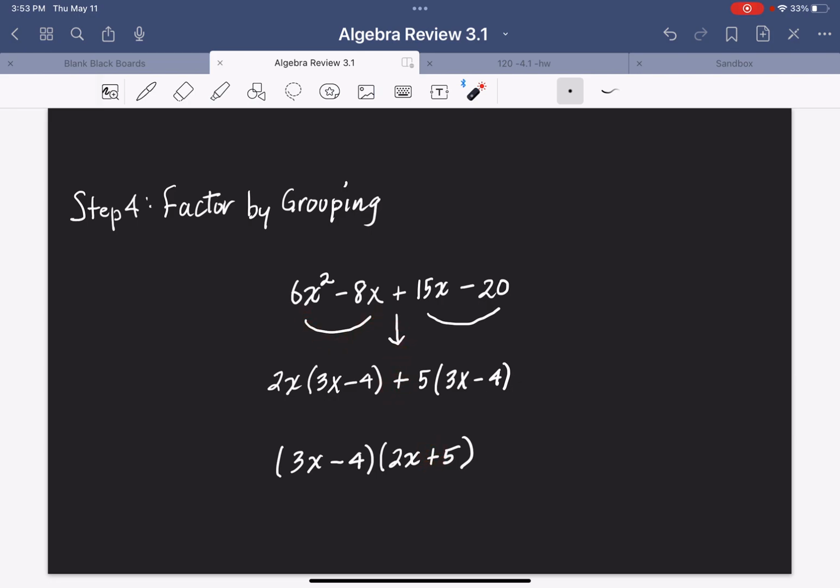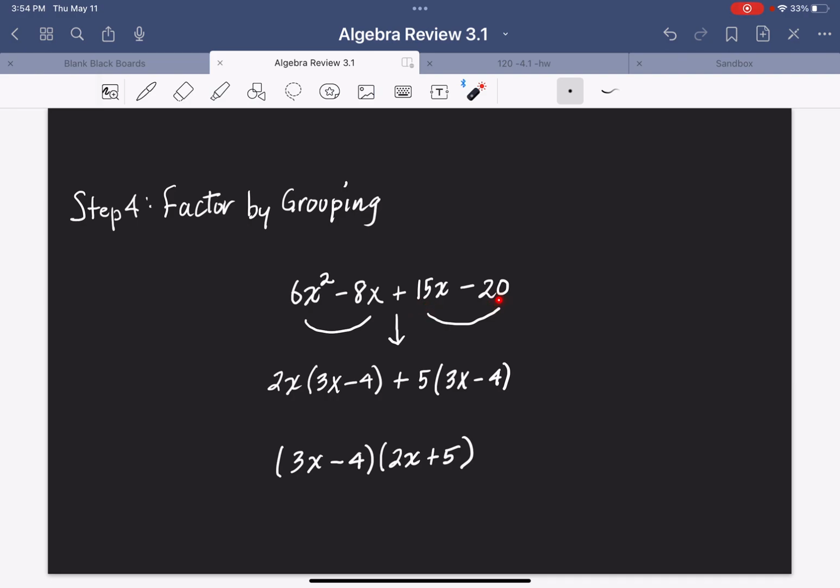So group, drop, group. For the first two, we ignore the last two for a minute and look at the first two. We look for the common factor of 6x squared minus 8x. That's going to be 2x. 2x times 3x gives me 6x squared, and 2x times negative 4 gives me negative 8x. So I've just reversed the distributive property. My sign is dropped. Now I'm going to group these two.